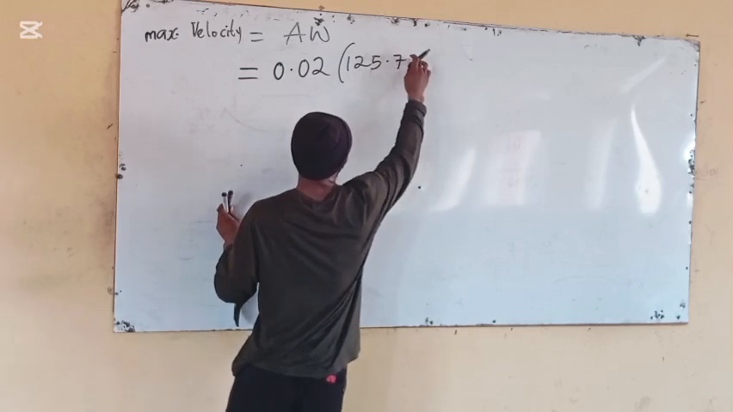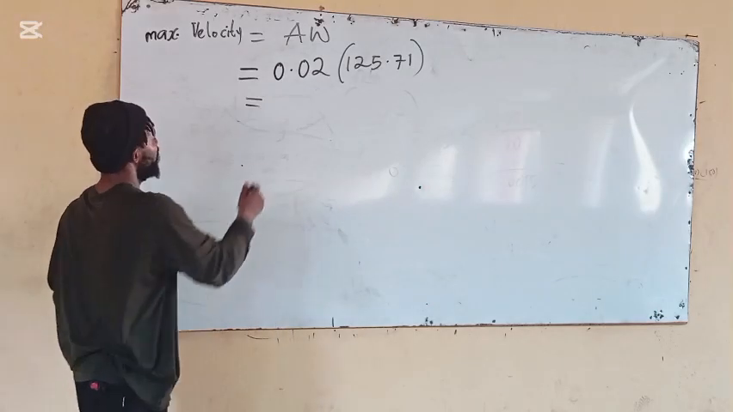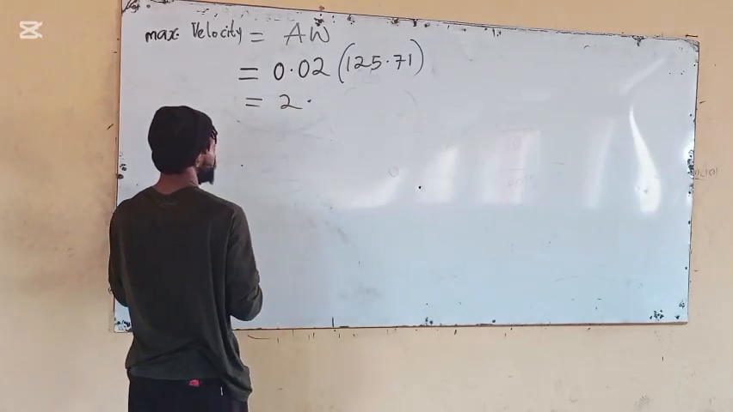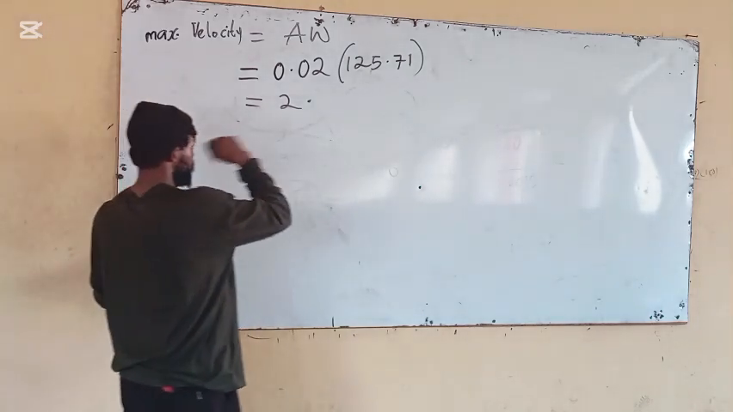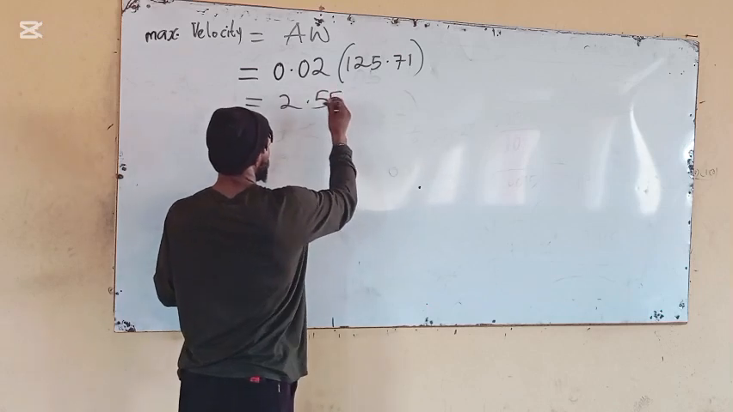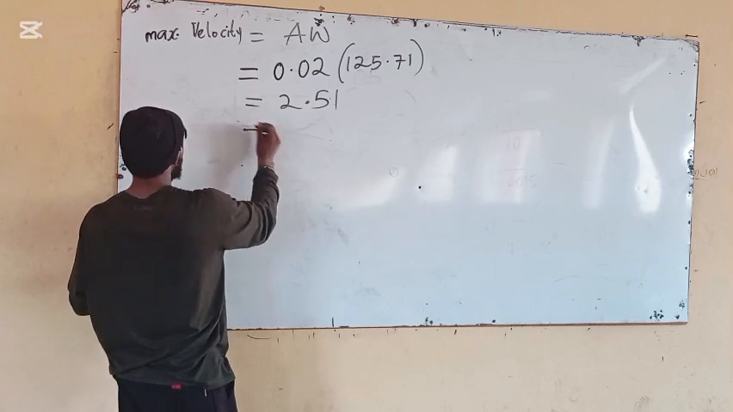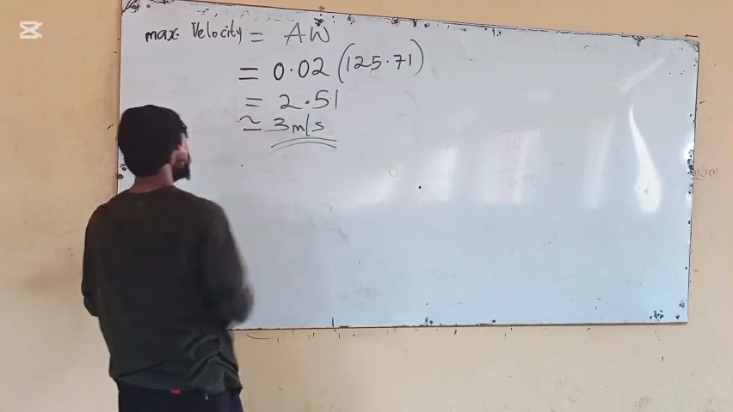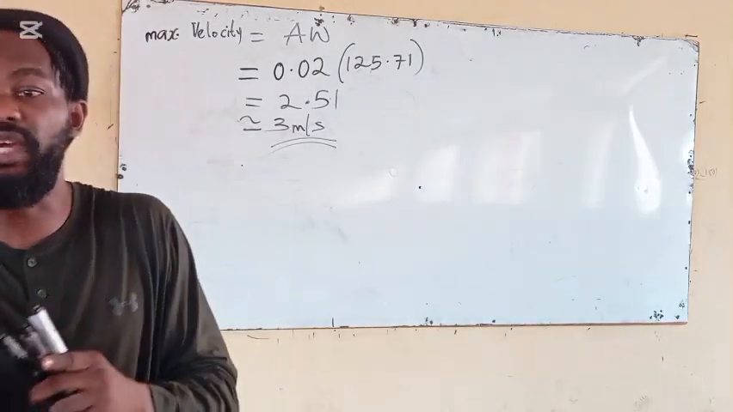0.02 times 125.7. What's my ω? 1... Well, punch it for me. 2.51. Please, sorry, I'm punching. 2.51. Which is approximately 2.5 now? Yes. Meters per second. So please, this is how you calculate maximum velocity of a simple harmonic motion.